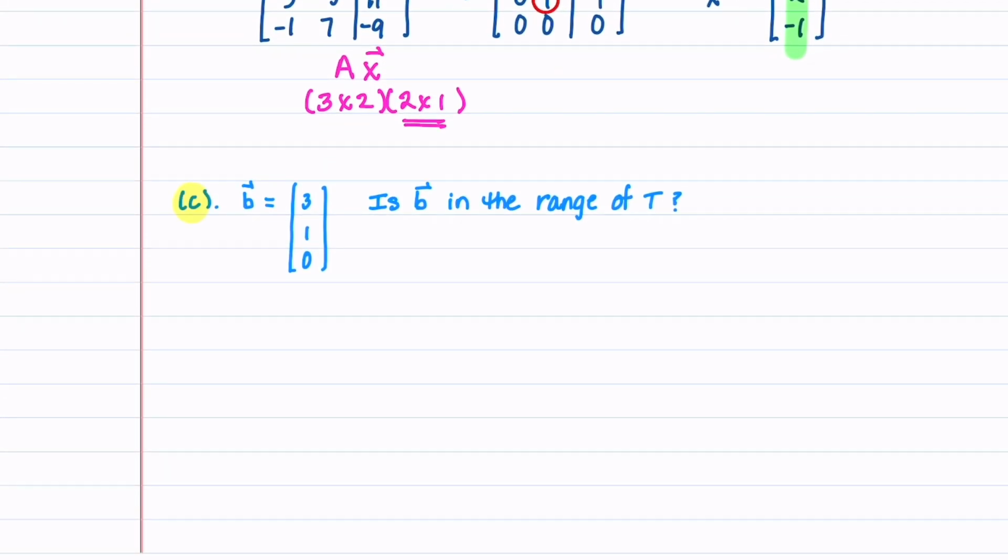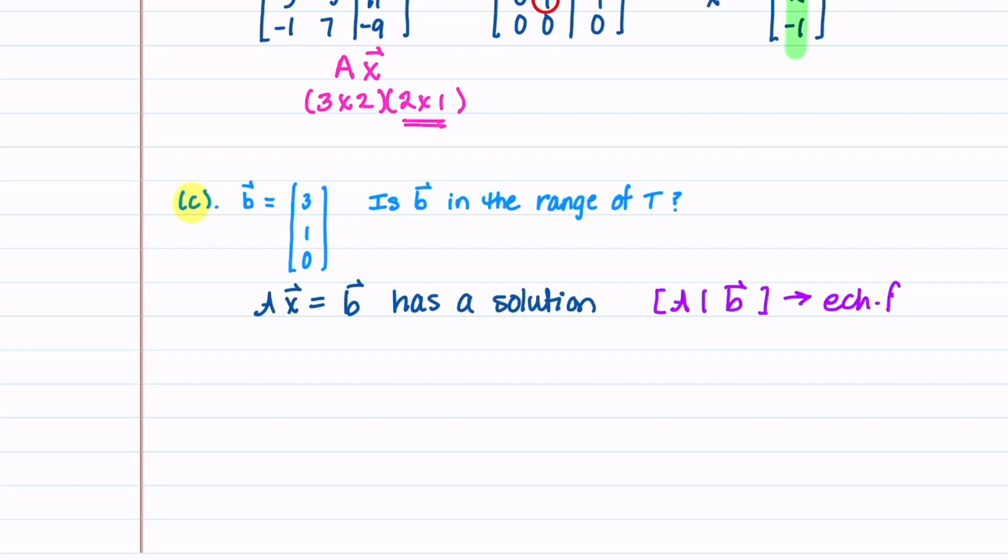Let's now look at part C. For part C, we're given that B is a vector 3, 1, 0, and we're asked to find out if B is in the range of T. I think the hard part about this one is figuring out what to do. B will be in the range of T if AX equals B has a solution. This means we need to take A, augment it with B, and put it in echelon form and see if a solution exists.